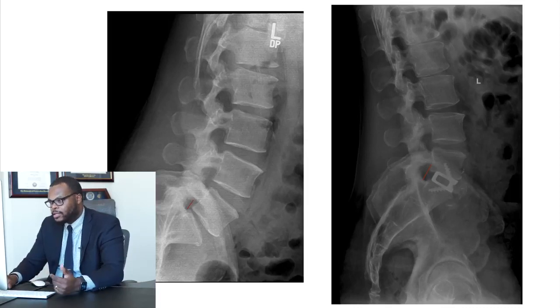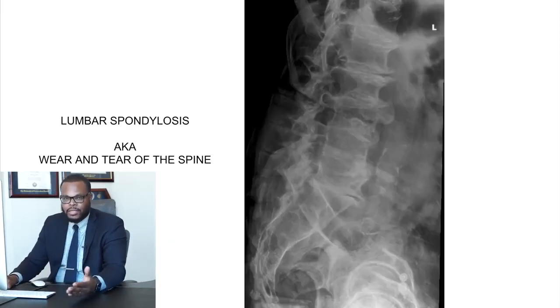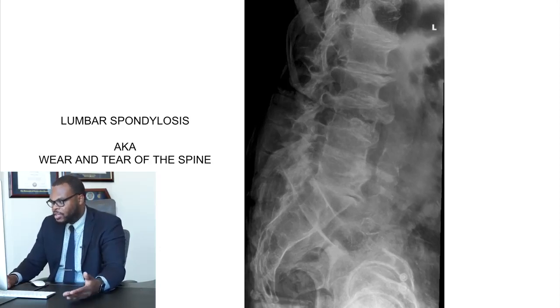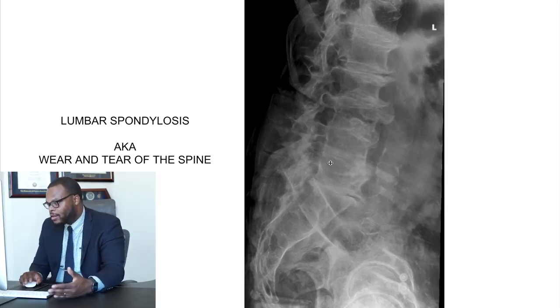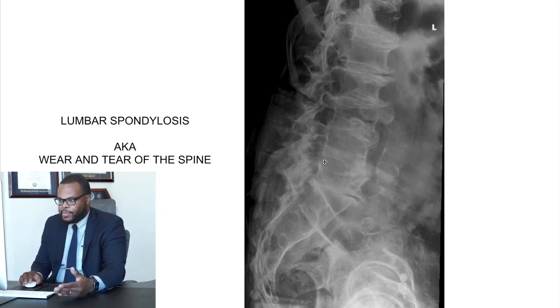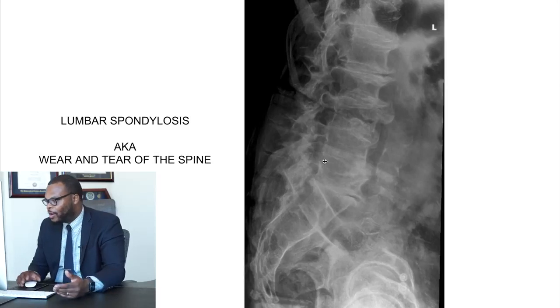And then a couple cases, lumbar spondylosis. This is basically the wear and tear of the spine. Everyone's gonna get this as we age. You can see this patient here has pretty advanced, pretty severe arthritis of their spine. This is basically just arthritis, just like you get arthritis in your hip, your knee, your shoulder. Everyone's gonna get it in their back as well.